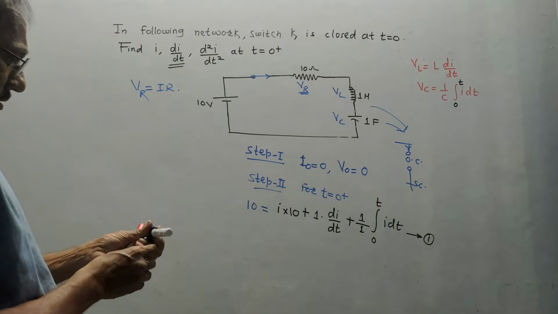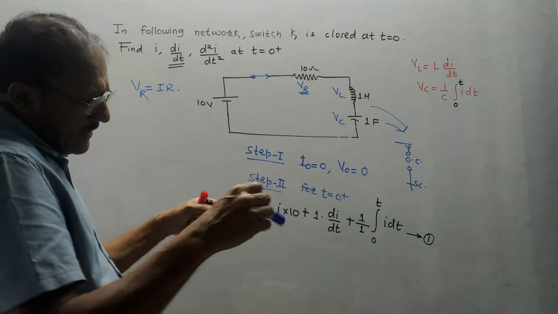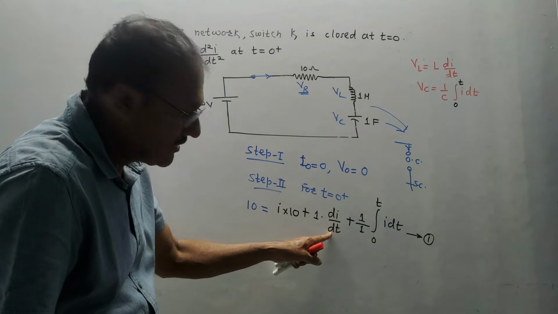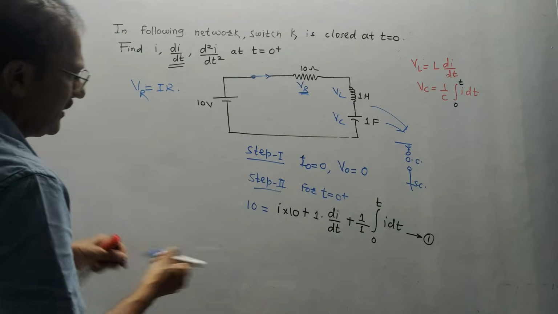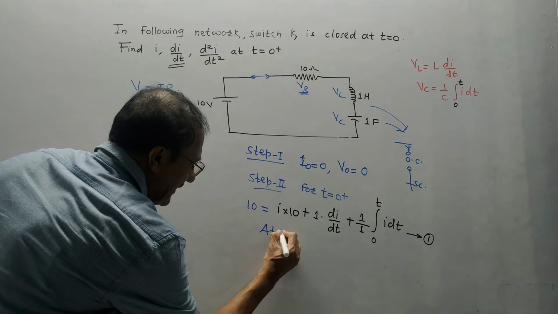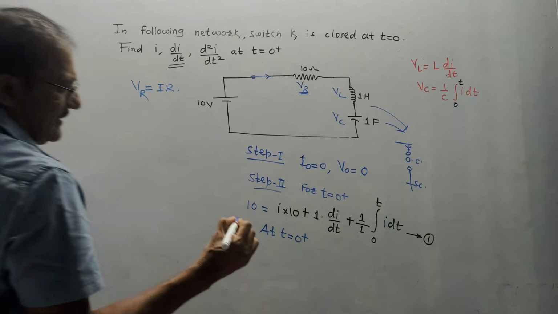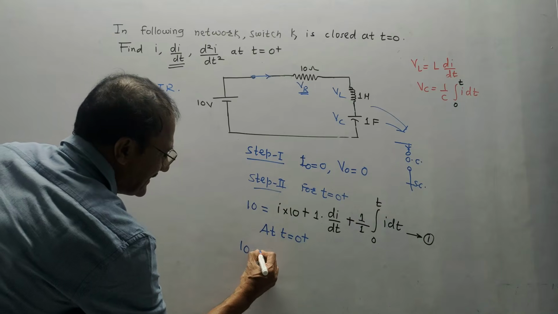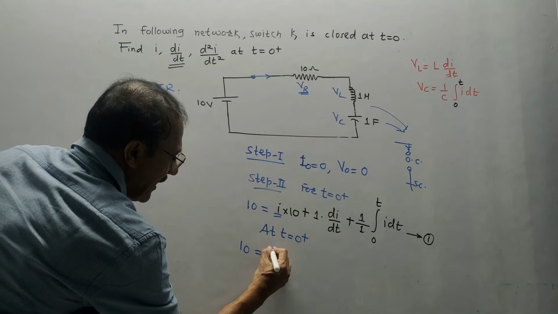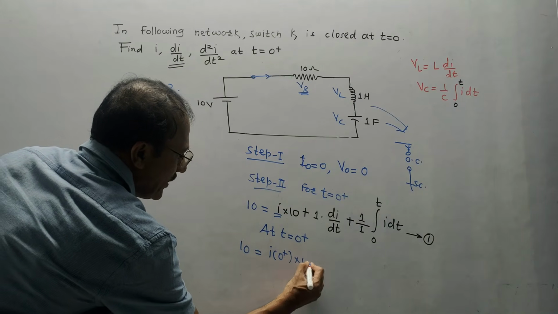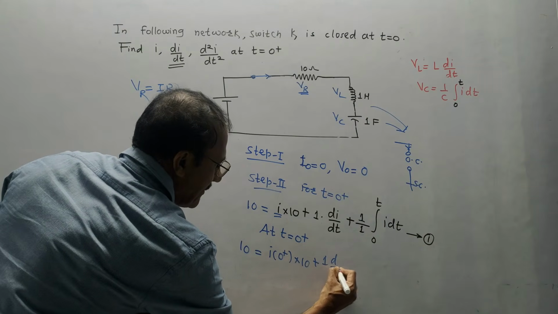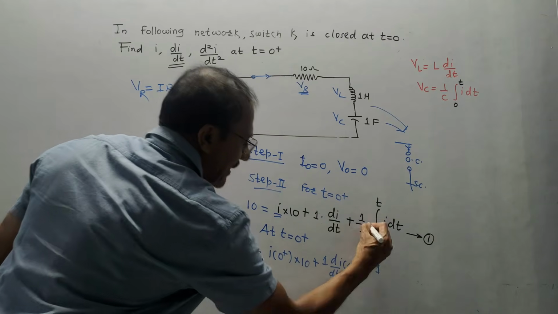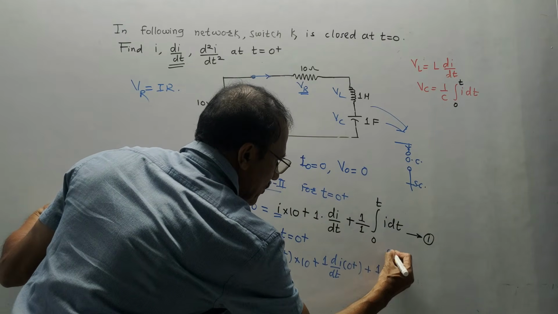Now before taking a derivative, like the previous sum, if you directly take the derivative of equation 1, you will get d square I by dt square. So I will tell you one more simple technique. Directly write like this, at t equals 0 plus. Wherever t is there, I will put the value t equals 0 plus, 10 remains as it is. So I will write this current as I of 0 plus into 10 plus 1 d by dt of I of 0 plus, 1 by 1 is 1, integration from 0 to 0 plus.